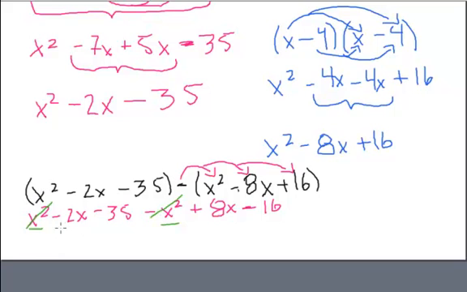Let's look at the x to the 1. Here's an x to the 1, here's an x to the 1. Negative 2 plus 8, that means 6x. And then lastly, just my numbers. I have a negative 35 and negative 16. They're both negative, so it stays negative. 35 add 16 is 51. And that's my answer.